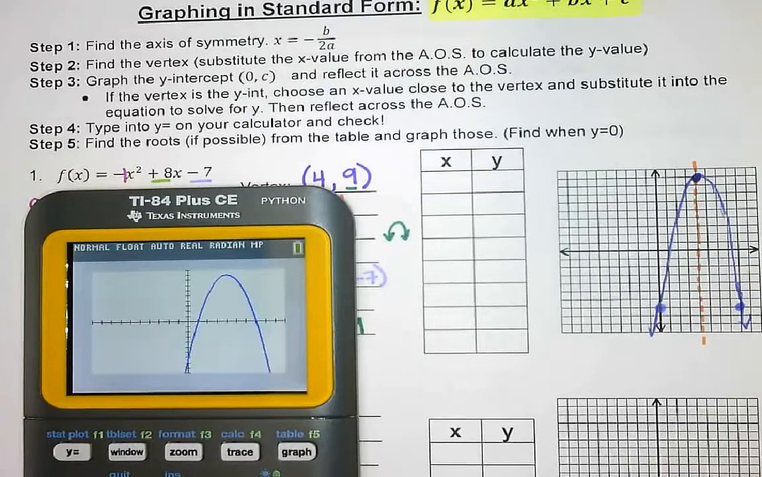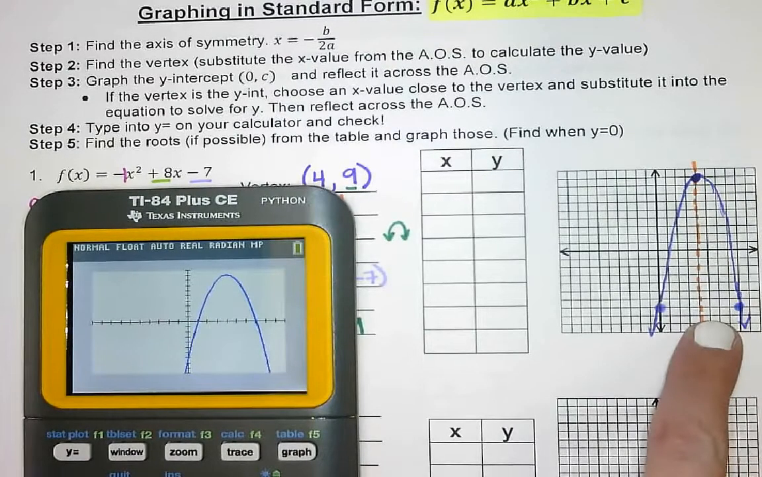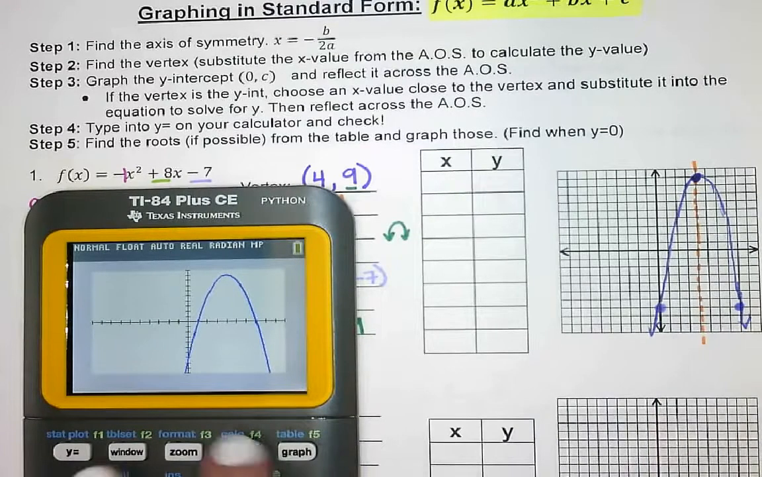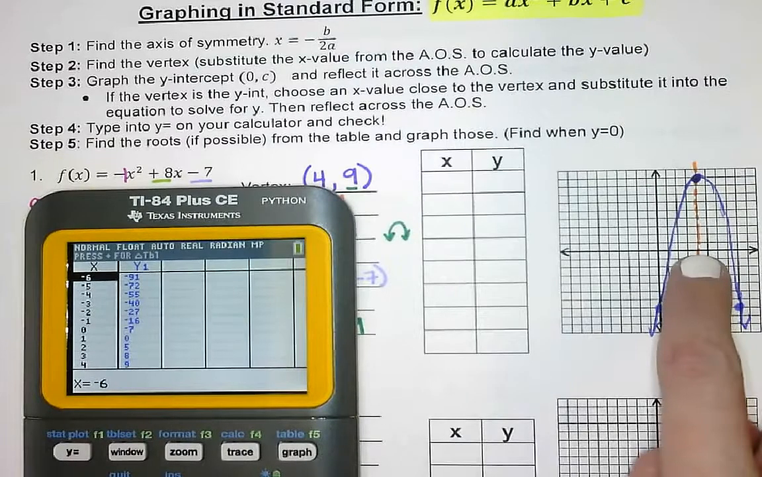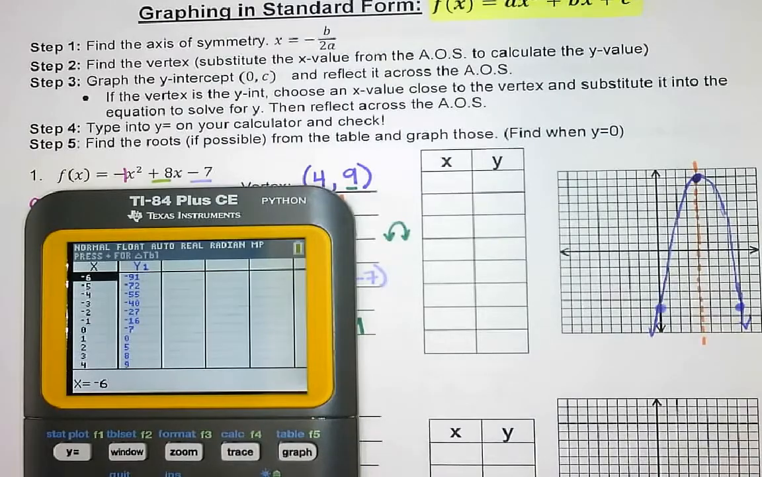Does that look pretty good compared to what we did right there? Yeah, pretty good. And then, guys, you go to your table. Remember, my vertex was a positive 4 over here. So I'm going to scroll to the positive because I just looked at my graph. And what I like to do is line my vertex up. I'm going to zoom in here.